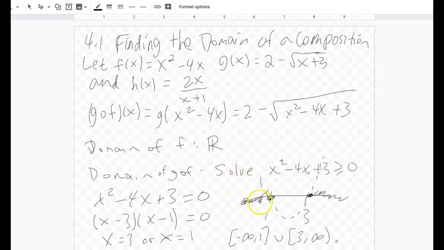So again, this tells us, for instance, that if we were to try and find g of f of 2, it wouldn't work, because g composed with f of 2 would result in a negative number in the square root. So this is going to be the domain for g composed with f.